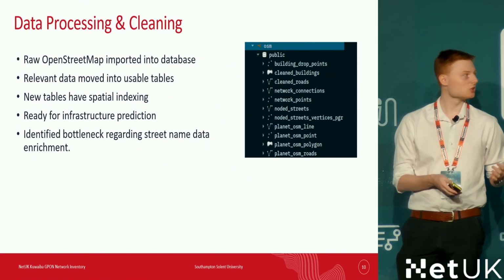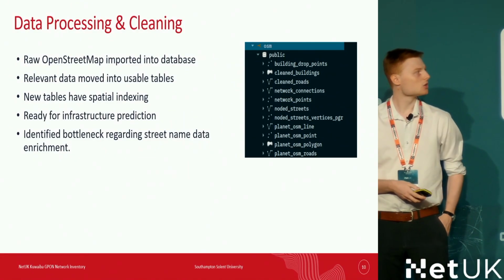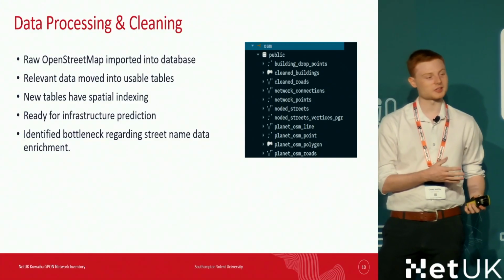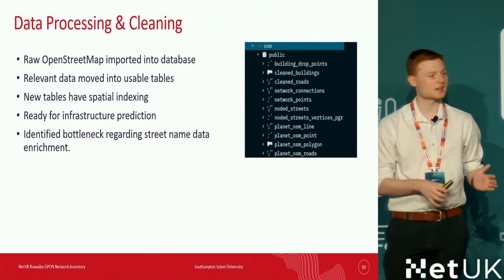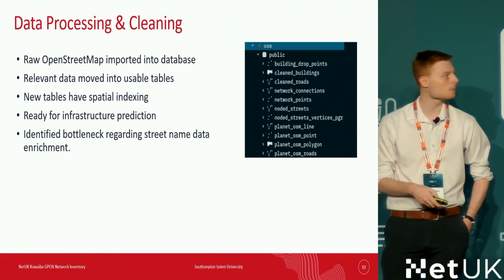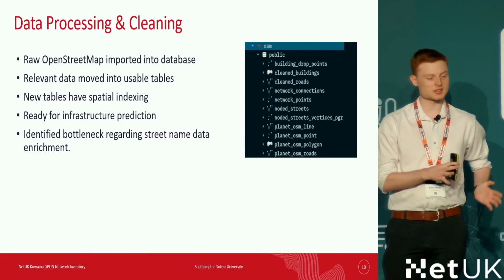So we also look at the data cleaning itself. The OSM data can have quite a lot of things, but all that we need for this is just the buildings and the roads, and then we deleted any of the metadata which we didn't need. We then put this into the tables required.